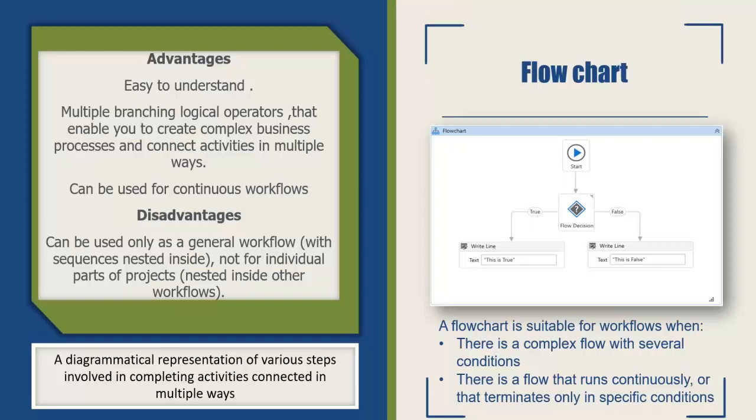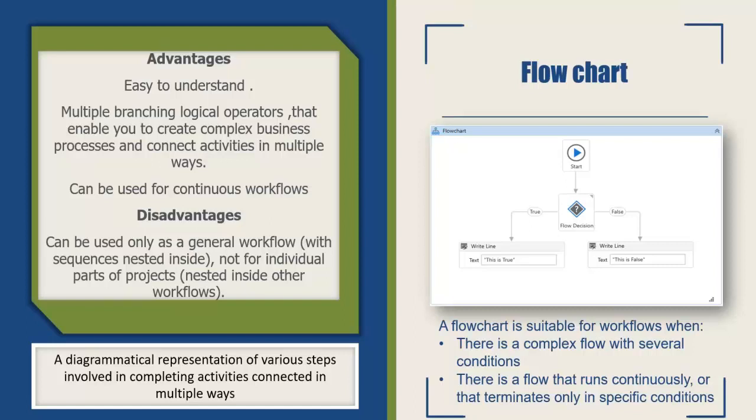What are the advantages of using flowchart? It is easy to understand, with multiple branching logical operators that enable you to create complex business processes and connect activities in multiple ways. It can be used for continuous workflow. These are the advantages of flowchart. Disadvantages: it can be used only as a general workflow, not for individual parts of a project. That is a disadvantage of flowchart.